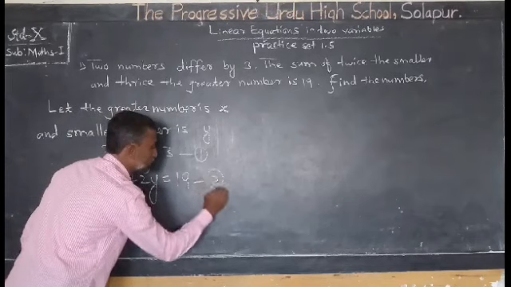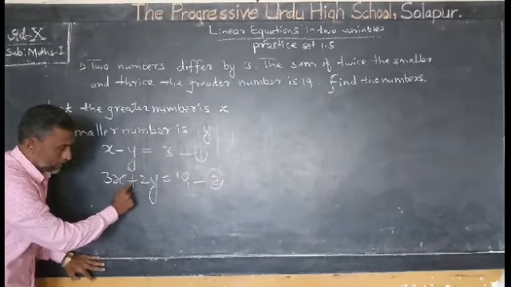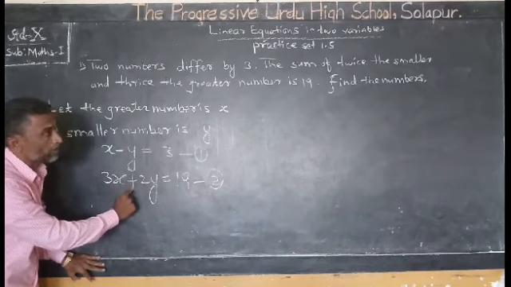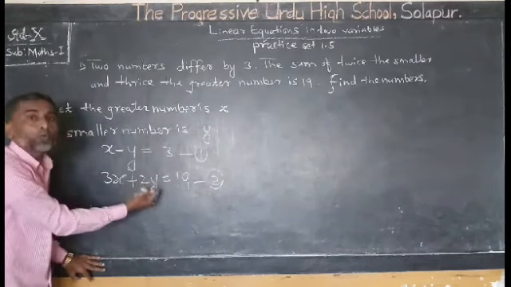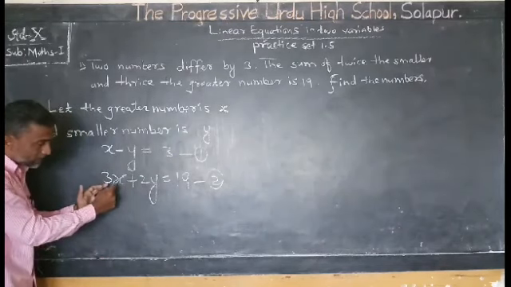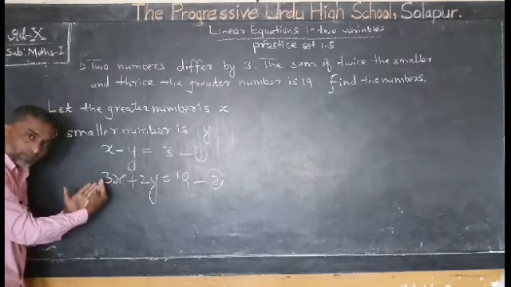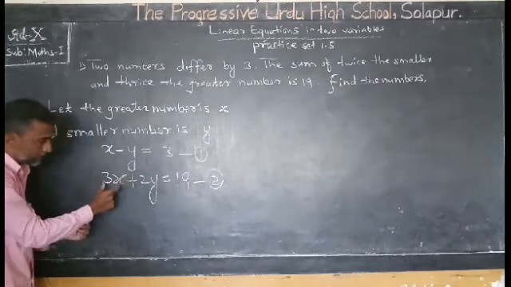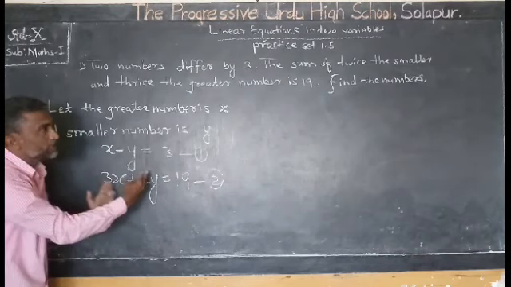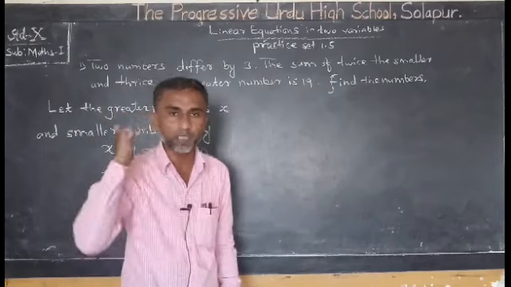This is equation 2. How is it formed? What is given? The sum, addition. The sum of twice the smaller number, which is y, twice the smaller means 2y, and thrice the greater number, the greater number is x, thrice the greater number is 3x. So, the sum of twice the smaller and thrice the greater is equal to 19. In this way, the second equation is formed.